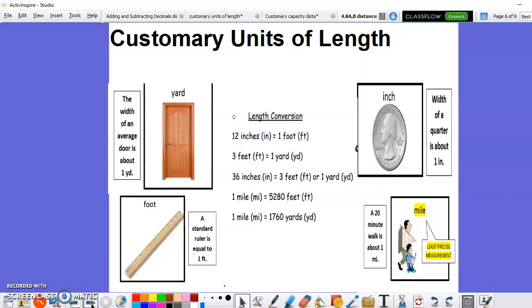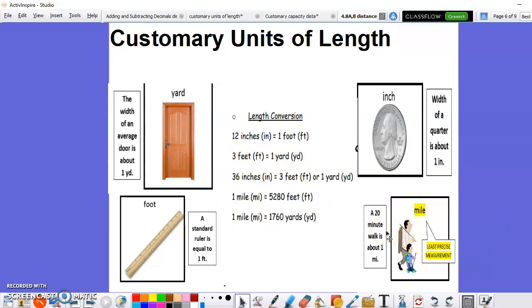Customary units of length, we have inches, a foot, yard, and mile. Think about an inch is about the width of a quarter, or from the tip of your thumb to that first joint, that's about an inch. A foot is, think of a ruler. A yard is about the width of a door. And then a mile takes about 20 minutes to walk.